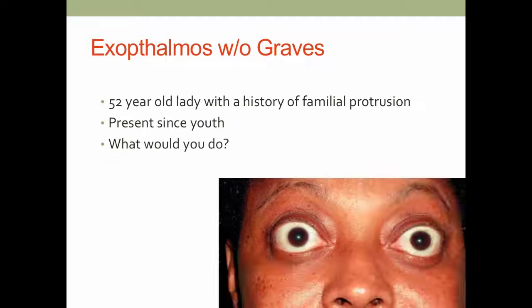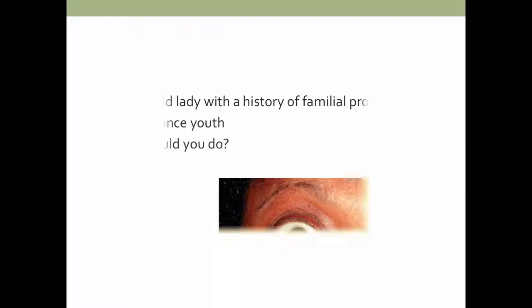This is a patient that I examined. This was familial protrusion of their eyes with exposure. This patient did not have Graves' disease. You needed to watch it for dry eye, though.